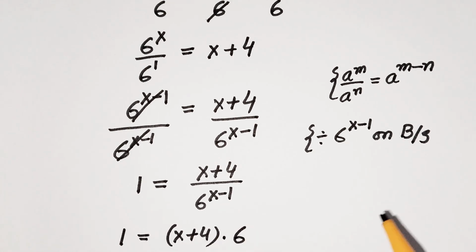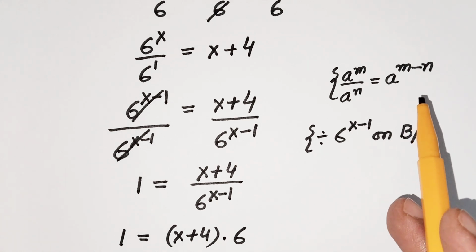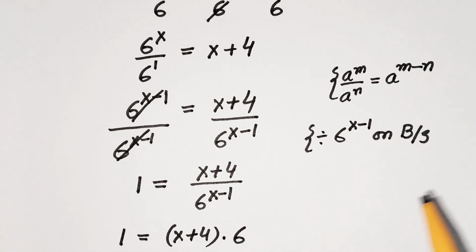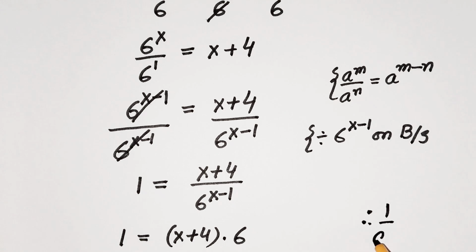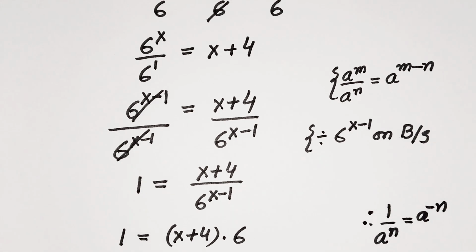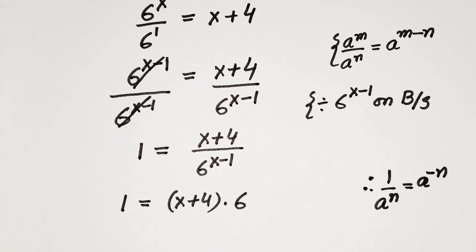As we know by this law, if we have 1 over a raised to power n, it will be equal to a raised to power minus n. So we just use this law here. Then 6 to the power x minus 1 in the denominator becomes 6 to the power minus x plus 1.